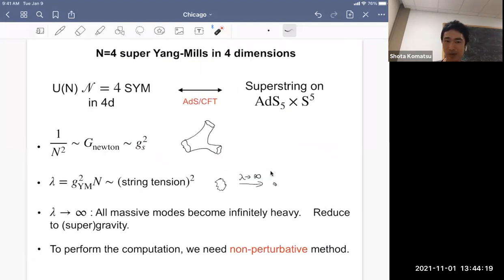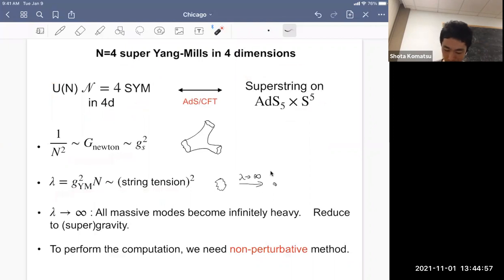And one example in which we can really make contact with usual gravity, but still might be solvable, is N=4 super Yang-Mills in 4 dimensions, which I'm going to talk about today. Just to remind you, N=4 super Yang-Mills in 4 dimensions is a canonical example of the AdS/CFT correspondence. And the duality relates N=4 super Yang-Mills to the superstring on the AdS5 times S5 background.